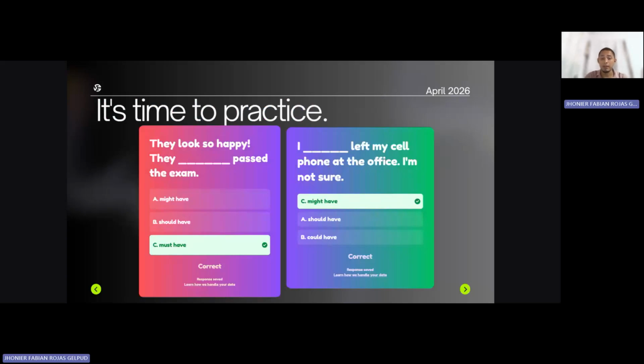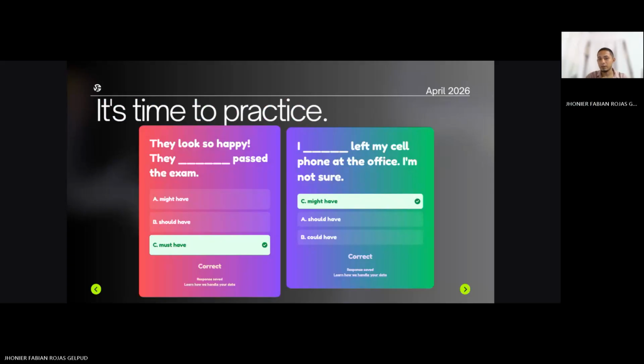Okay, they look so happy. They blank the exam. The options: A might have, B should have, C must have. The correct option is must have. So they must have passed the exam.